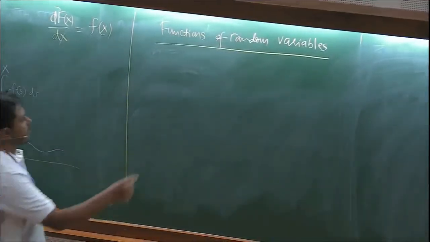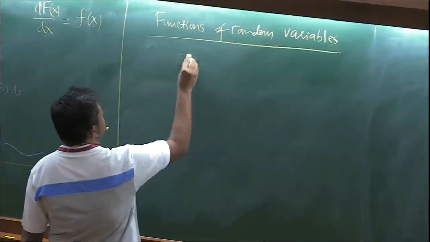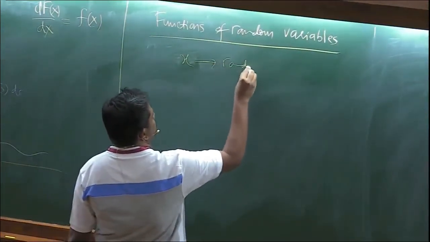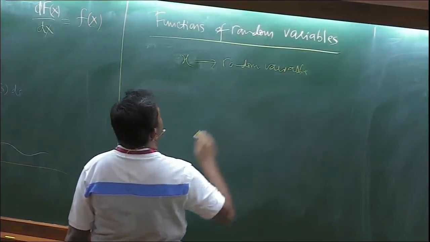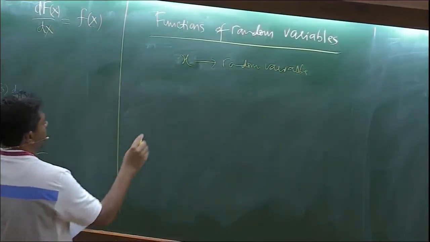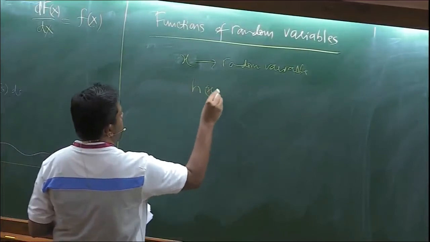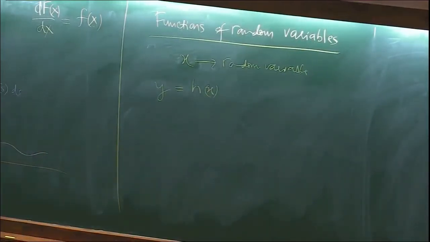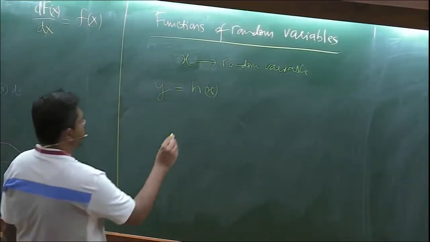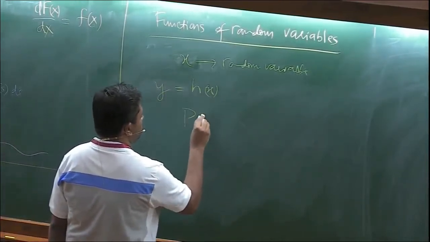So you know that x is a random variable, and I have a function of x, which I call y. Since I know the probability distribution of x, I want to find out what the probability distribution for y is.